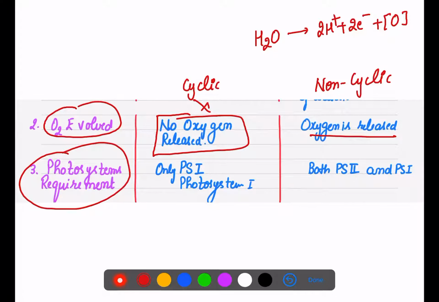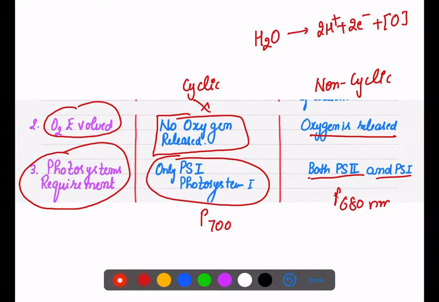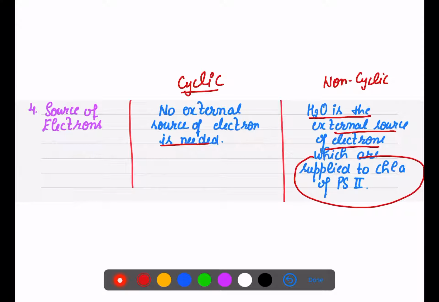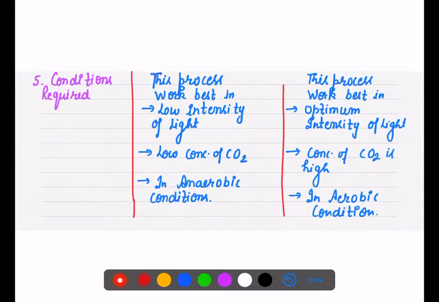Cyclic photophosphorylation requires only PS1, which has the wavelength 700 nanometer. Non-cyclic requires both photosystem 2, which has wavelength 680 nanometer, and again photosystem 1, which has the wavelength of 700 nanometer. So source of electron: in cyclic, chlorophyll A is sufficient to provide the electron, so no external source of electron is required here. Here water is the external source of electrons which are supplied to the chlorophyll A of photosystem 2.